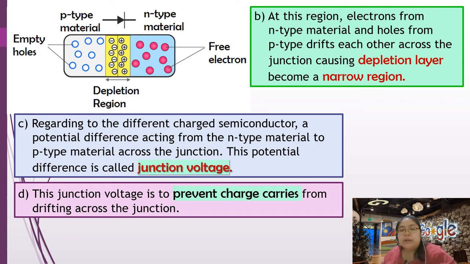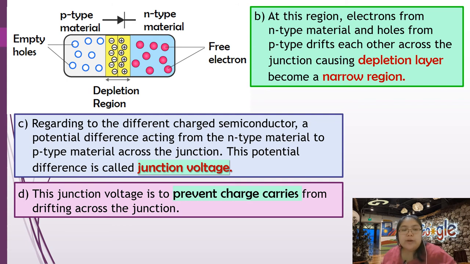Okay, we see the B. In this region, the electrons from the n-type material and the holes from the p-type material will drift to each other. They will drift, that means they want to go to each other's side, passing through the junction. This junction we call a depletion layer. When they pass through, they can make the junction become more narrow. If they can pass, it narrows. If they cannot pass, then it cannot narrow.